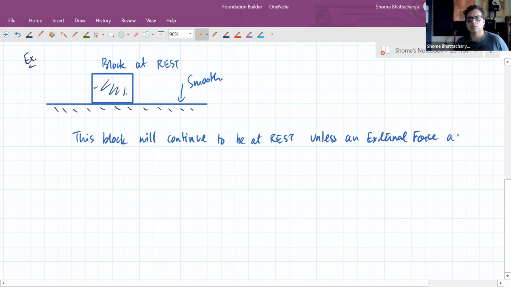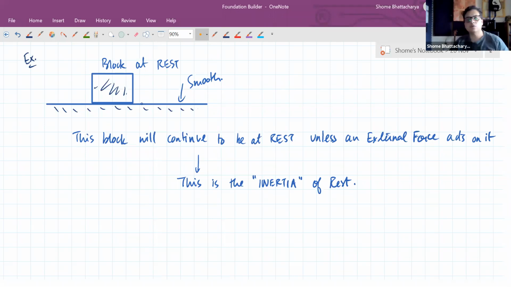So that is the property of inertia. In fact, this is the inertia of rest, the inertia property of a body at rest. The larger the mass of the body, or in this case the block, the more it will have a tendency to oppose the external cause which might cause it to start moving. The larger the mass, the more the tendency to remain at rest. Hence we say that inertia is measured by the mass of the body.